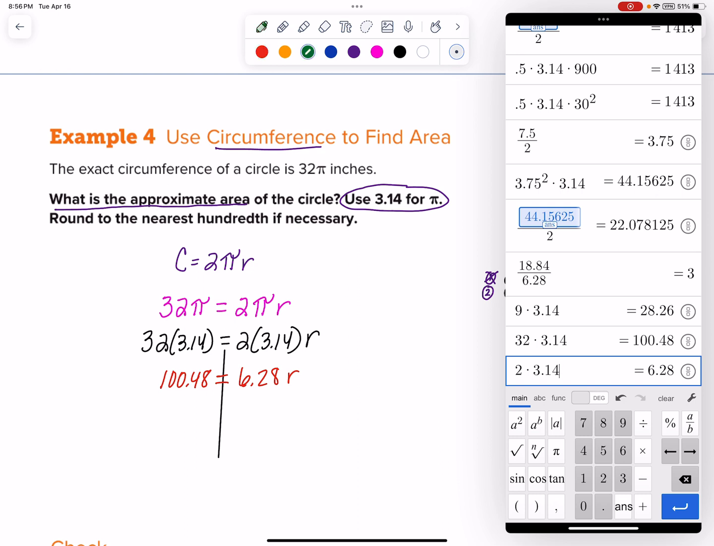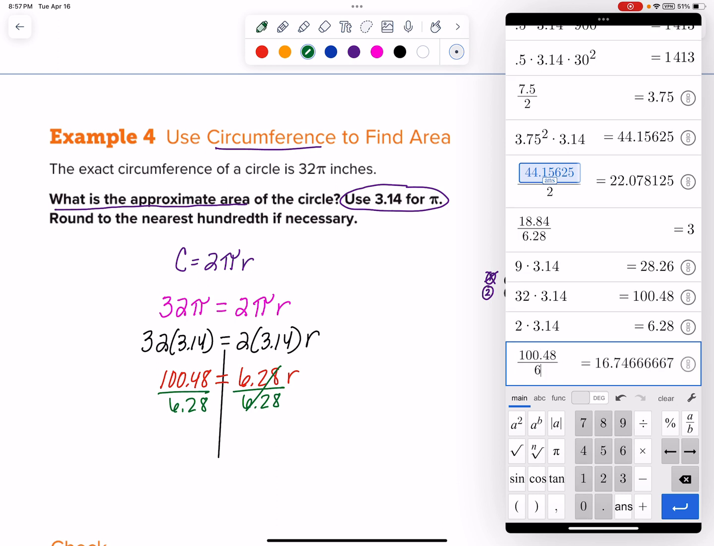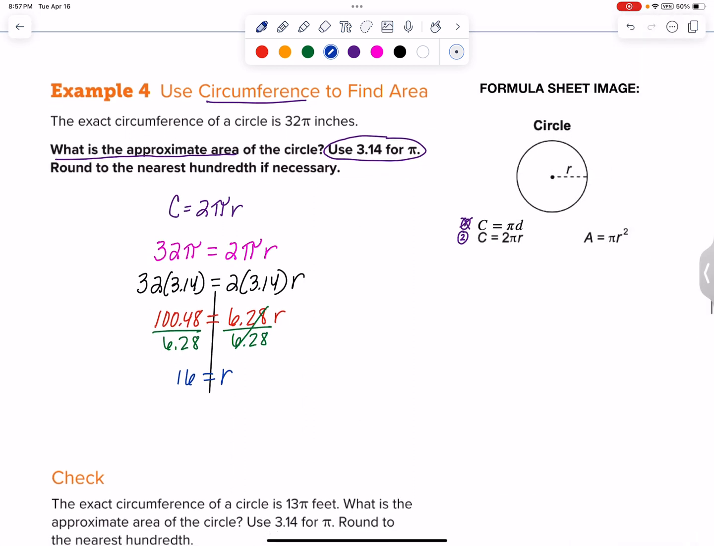Let's go ahead and solve for r. Divide by 6.28, cross that out, and we have 100.48 divided by 6.28, and there we go. We have 16 equals r. Now that we have r, we can plug in for the area formula. So let's go to step 2. Area equals pi r squared, and let's plug in what we know: 3.14 times the radius, which we just figured out is 16, squared.